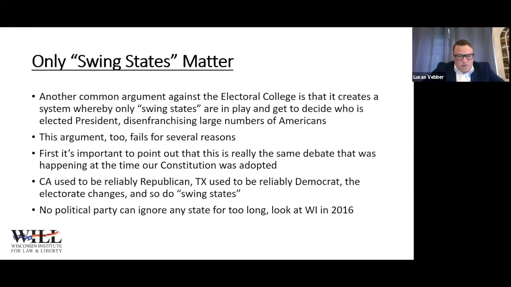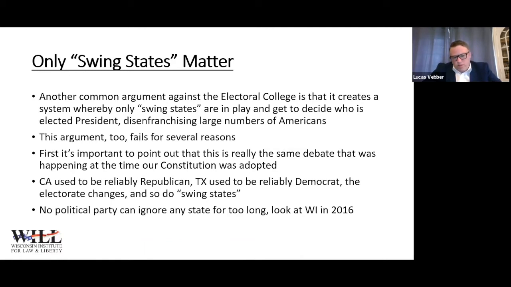Second argument against it is that only swing states matter. Another common argument that we hear is that only these swing states are in play and get to decide who's elected president. This disenfranchises a large number of Americans, especially on the coast and some of these larger states who really don't get a say in who the president is. This argument largely comes from those coastal elites. We hear people in California and New York mad that because their states always seem to go to the same party of late, we should eliminate the entire process.